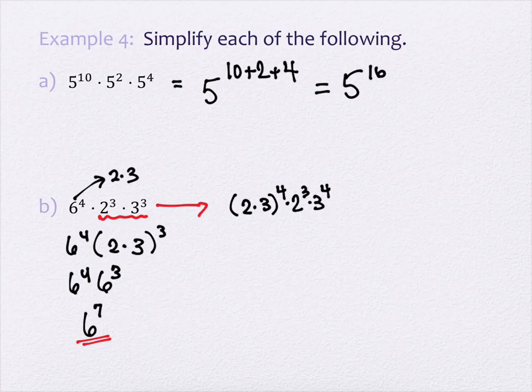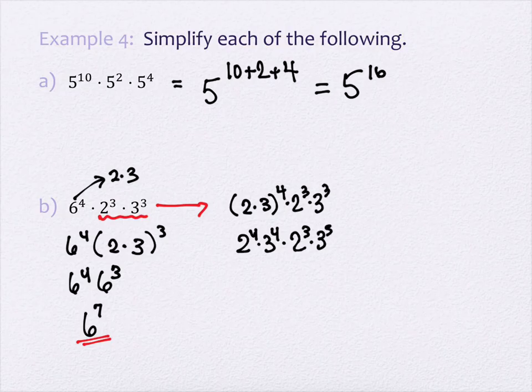And then I could use property number 4 where I distribute that power 4. So this is 2 to the 4th times 3 to the 4th plus 2 to the 3rd times 3 to the 4th. Hang on. That's a 4 at the end, 3 at the end, isn't it? My apologies. This is supposed to say 3 cubed.